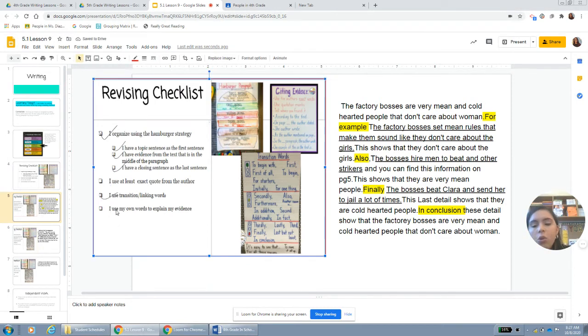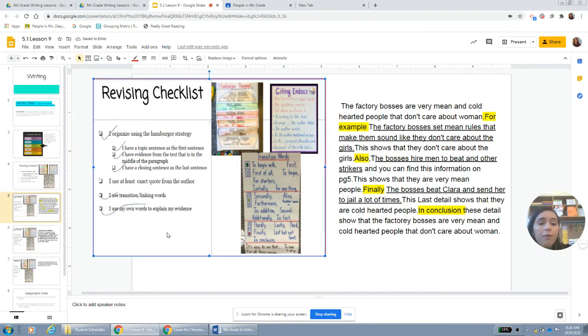And then finally, I use my own words to explain my evidence. This student does such a good job at doing that. They keep putting everything in their words. This shows that they don't care about girls. This shows they're very mean. And even the evidence that this student puts is not all from the book. It's in their own words. Oh yes, this student does a really good job at that. So we're going to go ahead and give a check for this.